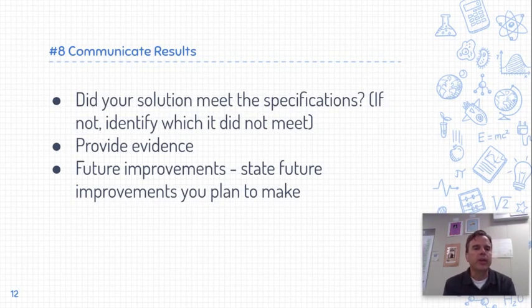And then finally, communicate the results. Okay, this is kind of like your conclusion. But in an engineering project, it's a little bit different. So first of all, did your solution meet the specifications? And when you answer that question, you need to make sure that you provide evidence. So you should say, yes, it met all of the specifications, and here are the test results to show that it successfully met those. And then next, you should put what future improvements you think ought to be made to this design. What are some things that would make it better?